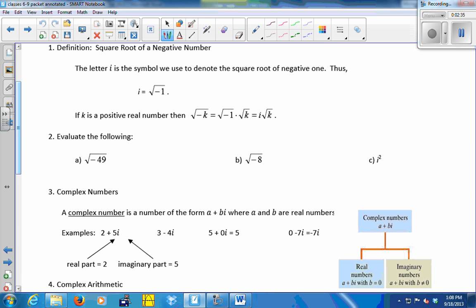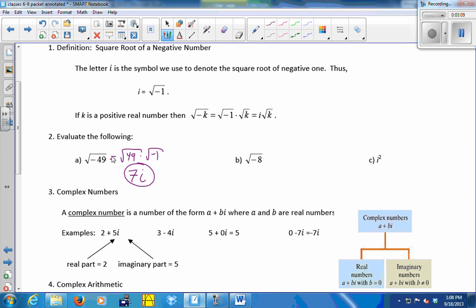If I want to do the square root of -49, I could break that down to the square root of 49 times the square root of -1 using the rules of radicals. And then what's the square root of 49? 7. And what's the square root of -1? i. So this is 7i. Yes, I just rewrote -49 as +49 times -1.